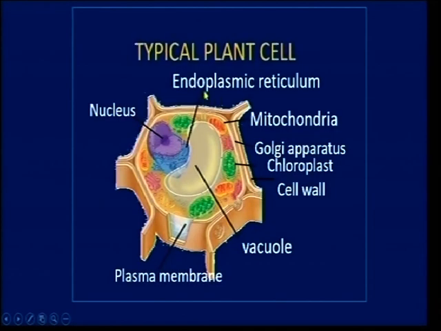Today we are going to deal with the plasma membrane, chapter 4. Now let's begin the session. First, let's see the structure of a typical plant cell. And here we have the plasma membrane.